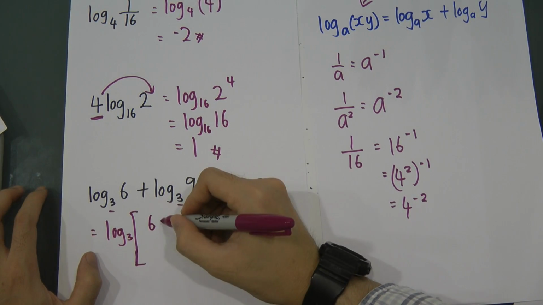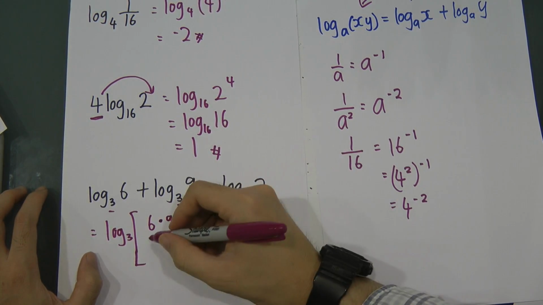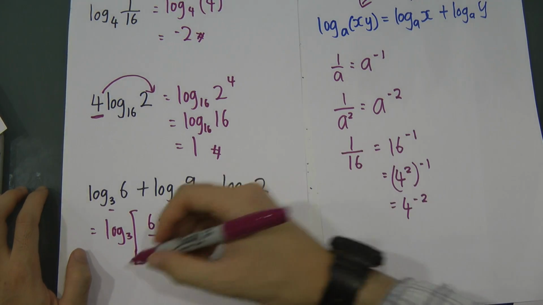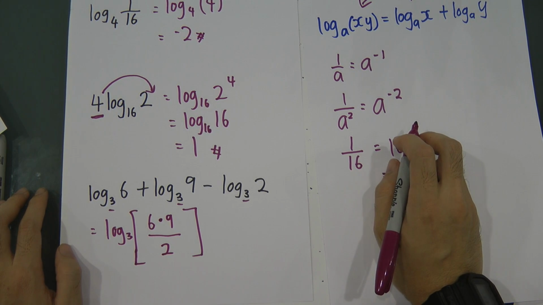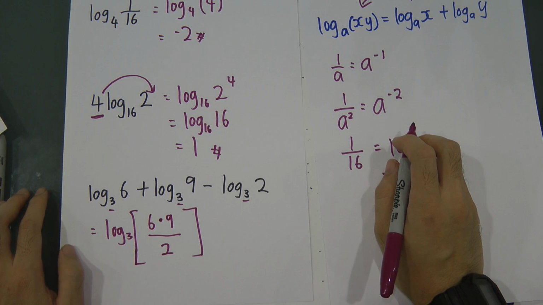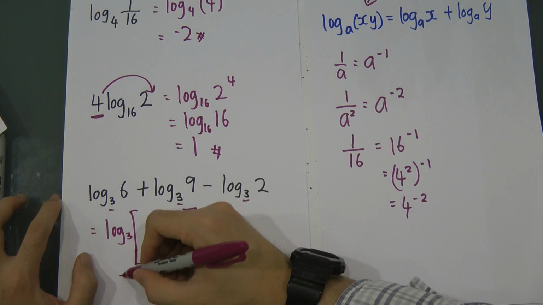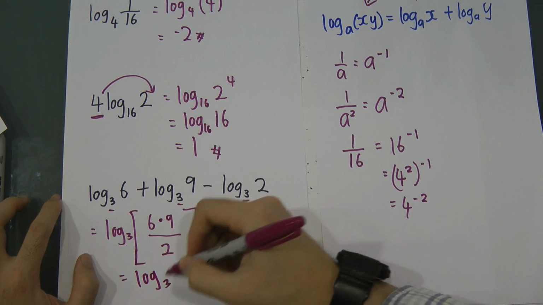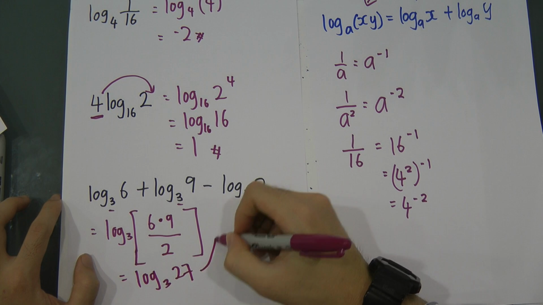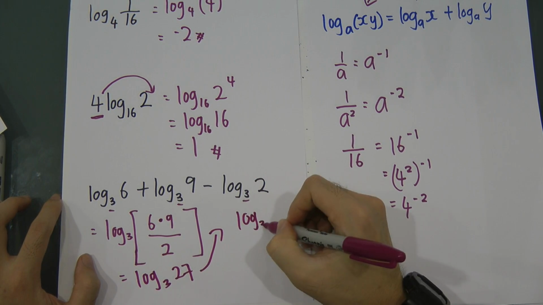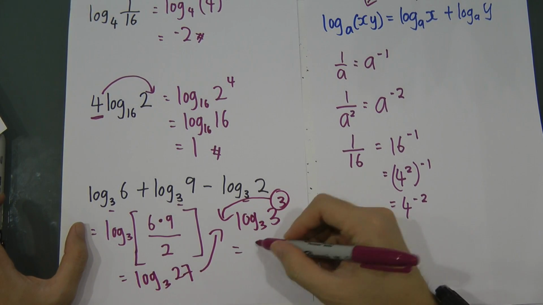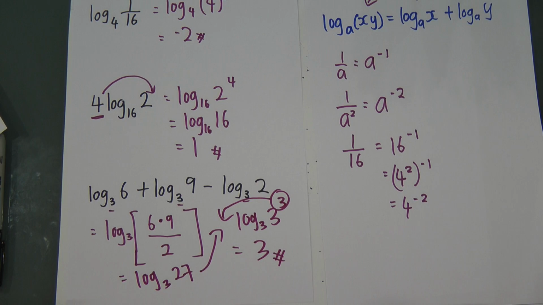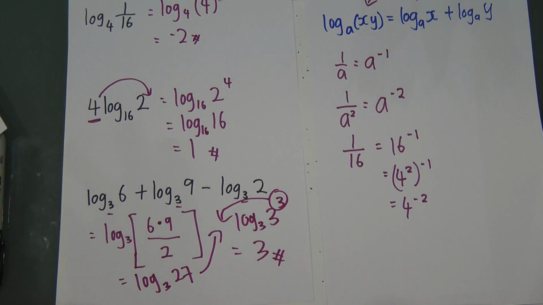So I will get 6 multiple 9, right, divided by 2. So this one 6 multiple 9, we will get 54. 54 divided by 2, we will get 27. So this is log 3, 27. Obviously, 27, we know this one is 3 power of 3. Then we can move the 3 in front, so this one equals to 3. Alright, so I hope this one can give you more insight on how to do the factorize and everything.